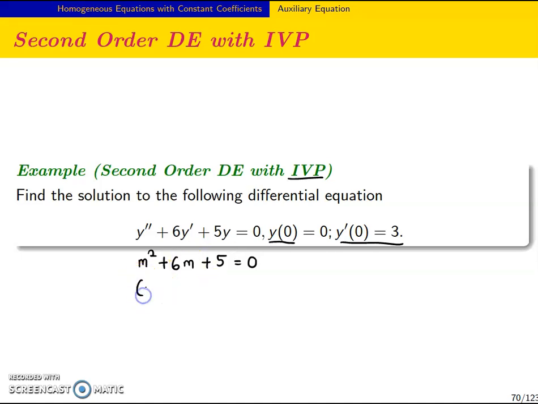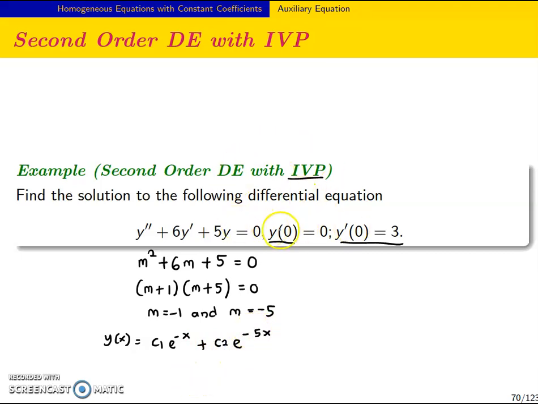Now we can find the roots by factorizing: (m plus 1)(m plus 5) equals 0. So we have two different roots, m equals minus 1 and m equals minus 5. The good part here is we know the solution for these roots is given as y(x) equals c1 e to the power negative x plus c2 e to the power negative 5x.